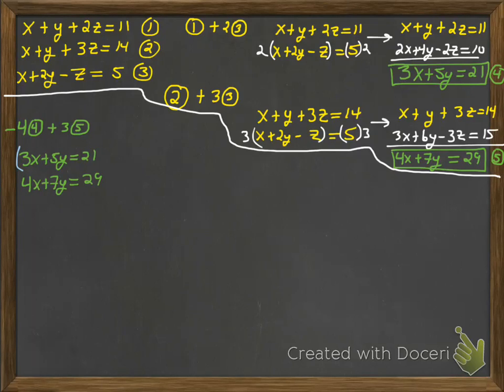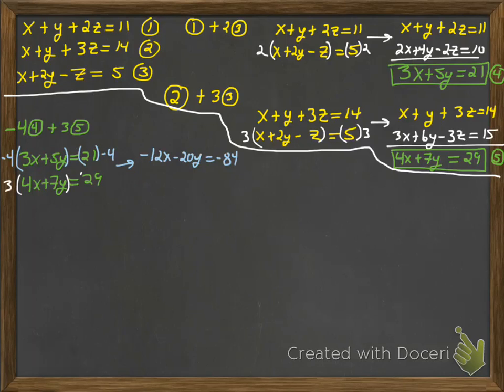Okay? And we want a negative 12x in equation 4 and a 12x in equation 5. So we want this to be a negative 12 and this to be a positive 12. So when I add them, they're going to drop out. So we're going to multiply the top equation by a negative 4. Negative 12x minus 20y equals negative 84.